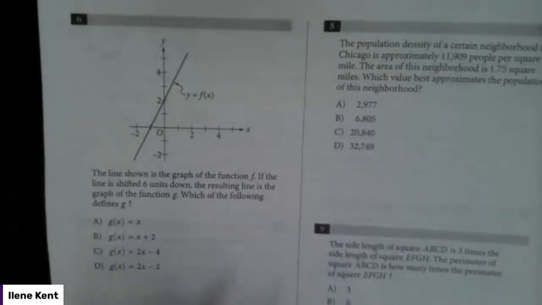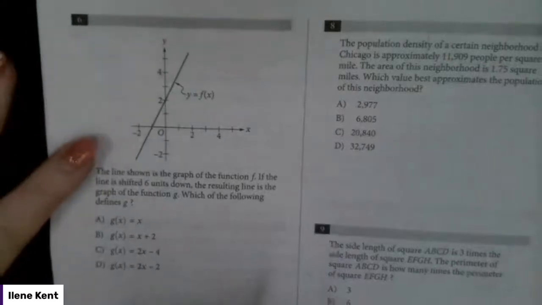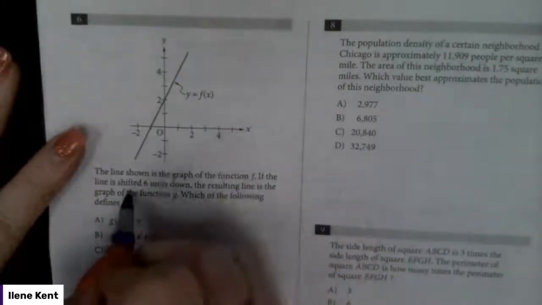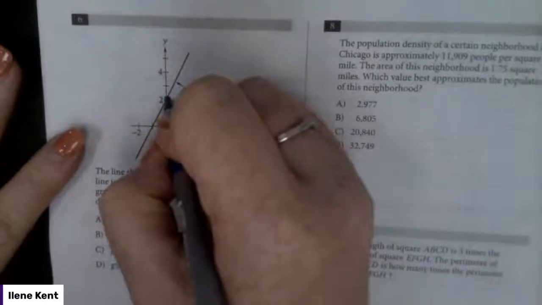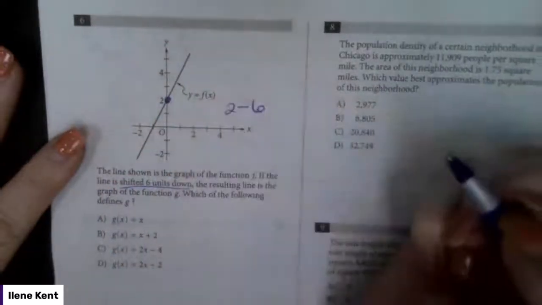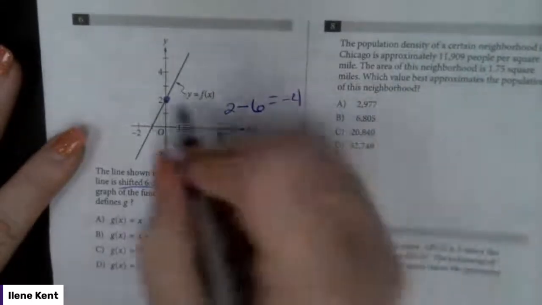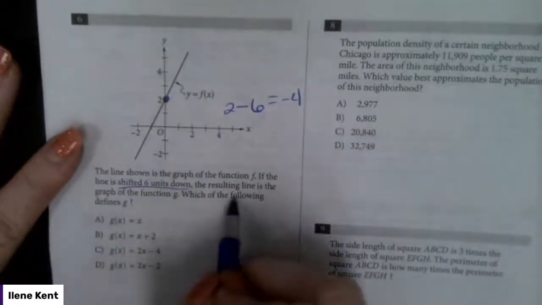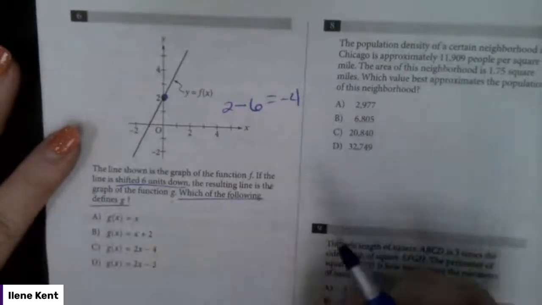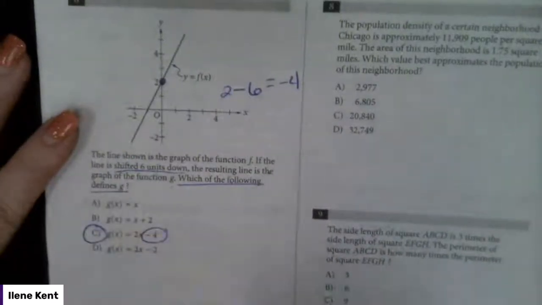Number 6, another graph. Get used to the graphs. They don't go away. They're going to be on the SAT too. The line shown in the graph of the function f, if the line is shifted 6 units down. So we're taking this guy here and we're going to move him from this 2 down 6. So that's actually going to leave us at -4 for the new intercept. So the resulting line is the graph of the function g, which of the following could be g? Well, I know my intercept's got to be -4. There's only one option with -4. They're going easy on us.